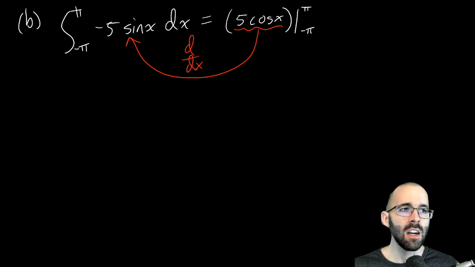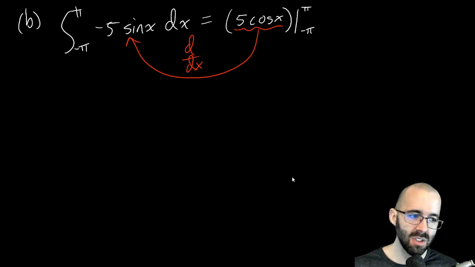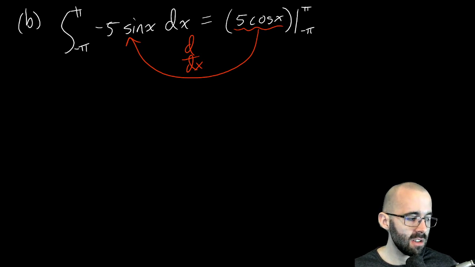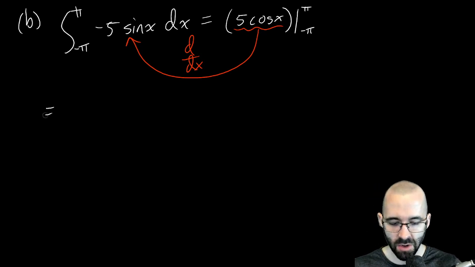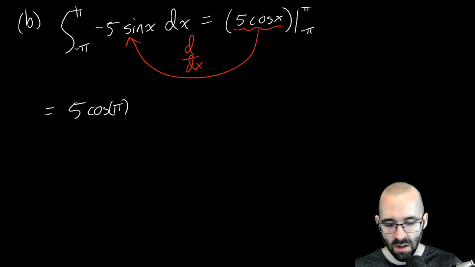Especially when we get to more complicated integration rules like substitutions, trig integration, integration by parts and all that stuff. In the meantime, we can just go through this normally. Plug in pi, we get 5 cosine of pi. Minus when we plug in negative pi.